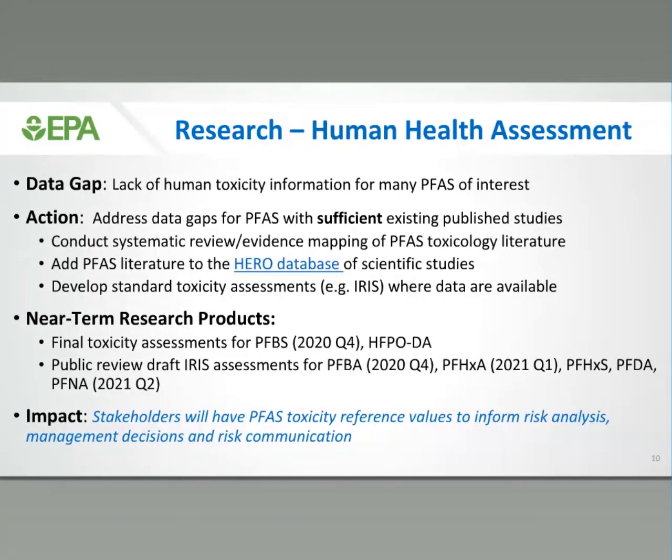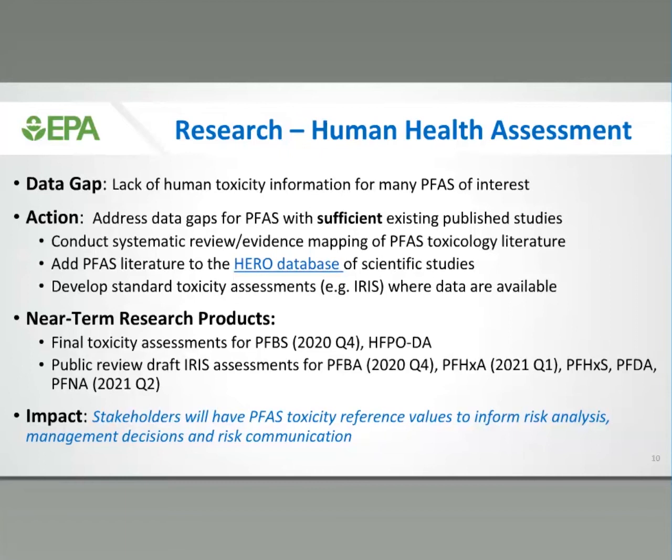Now, on human toxicity, there's really 2 different approaches that we're taking for research, because what we found is there's a very large number of chemicals, PFAS substances, for which we have next to no information about human toxicity. There's a much smaller set of chemicals where we do have a fairly well-established body of scientific literature. And so we're really taking a 2-pronged approach.